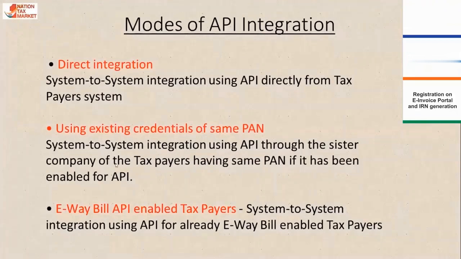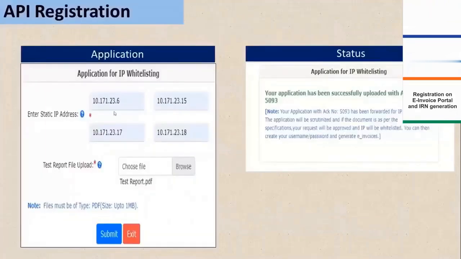If a taxpayer is already enabled for API through the e-waybill system, he can directly connect, and the URLs or the endpoints will be provided. He needs to submit his test report and he can get started with the IRN generation. As I said, this is the application for IP whitelisting. He will enter all the IP addresses and the test report, and submit.